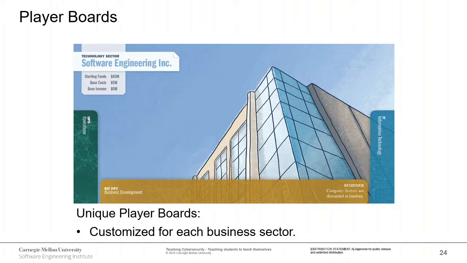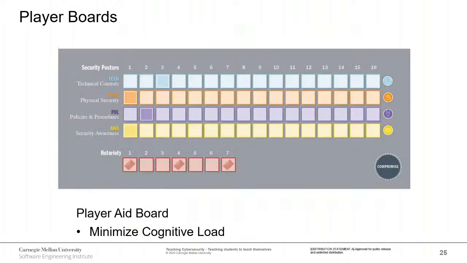At the top, some helpful text reminds the players of how their business starts the game, how much money they start with, what their finances look like, et cetera. And then they also get a player aid board. There's one that matches each business. This is designed expressly to lower the cognitive load on the players, as it allows the players to handle all the calculations, all the tracking of numbers for the game, simply by placing little wooden cubes on the board and moving them around.